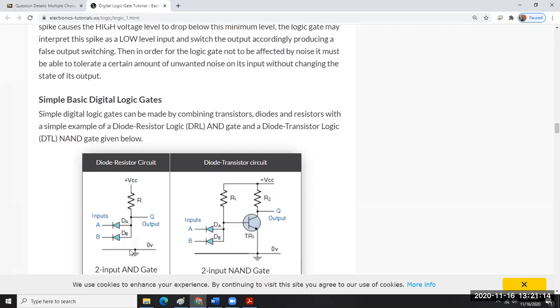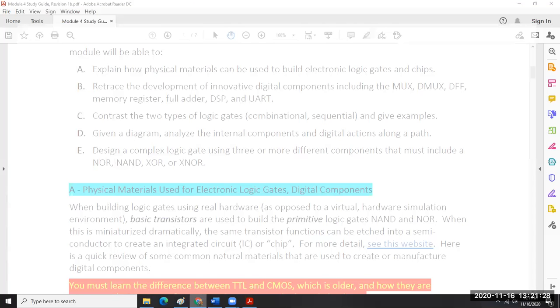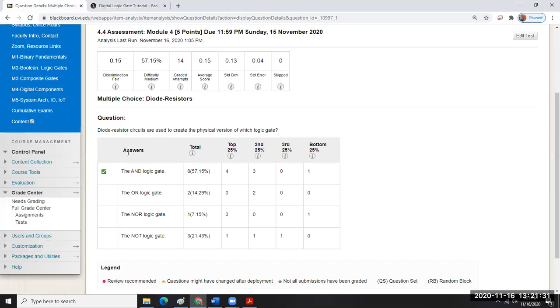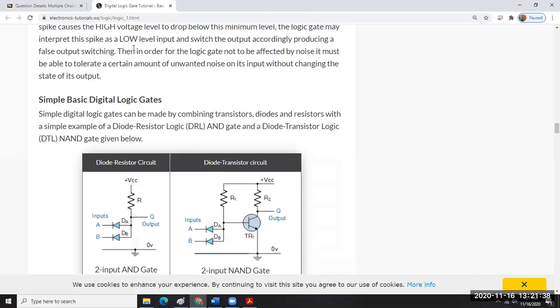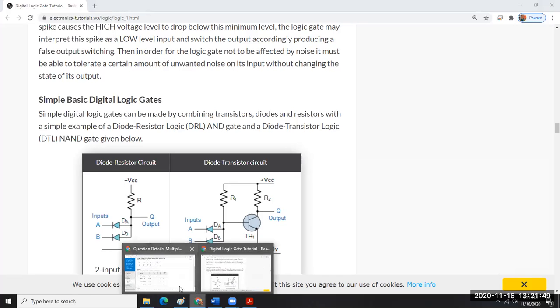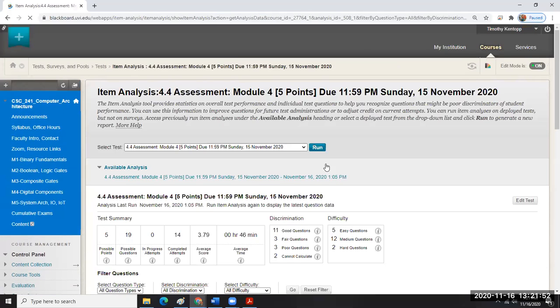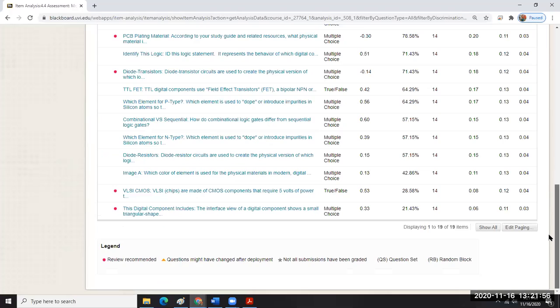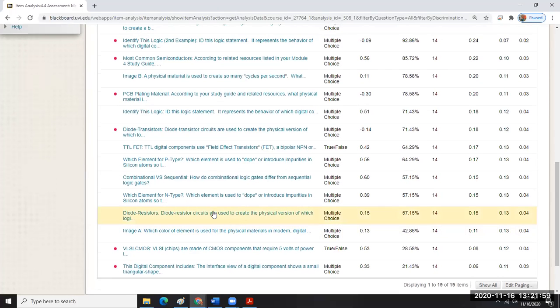So we have a diode resistor circuit that makes the AND gate and the diode transistor circuit that makes the NAND gate. There were two questions, one for each of those. So are there any questions about this? The AND logic gate is the diode resistor circuit. Diode resistor circuit is the AND logic gate. That's where we got that. Okay. There was one that was similar, it had to do with the NAND, the other type.